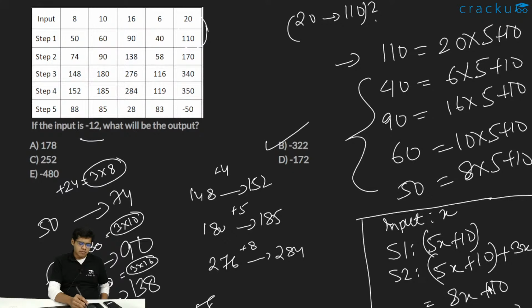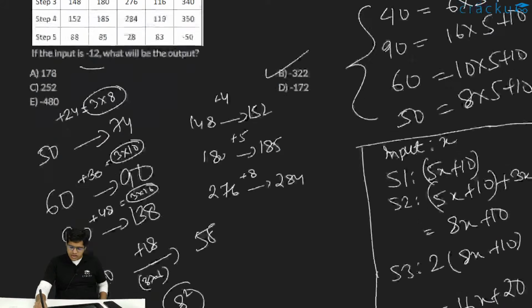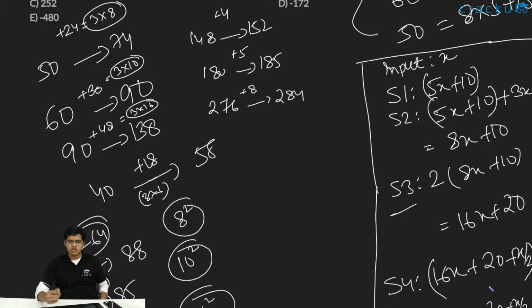Then what is happening in step 3? 74 is becoming 148. Now how are 74 and 148 related? 74 times 2 is 148. 90 is becoming 180. 90 times 2 is 180. 138 is becoming 276. 138 times 2 is 276. So basically in step 3 we are just taking twice the value of step 2. We got 8x plus 10 in step 2, so in step 3 it will be 16x plus 20.